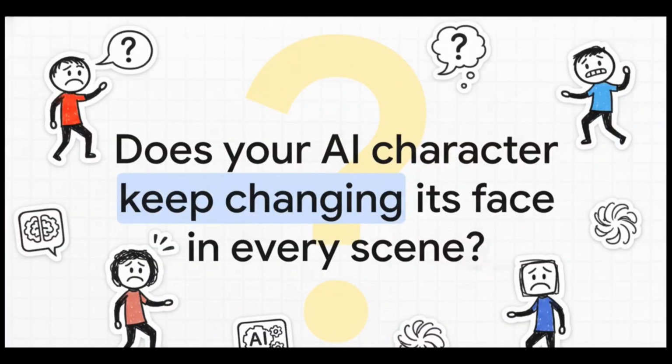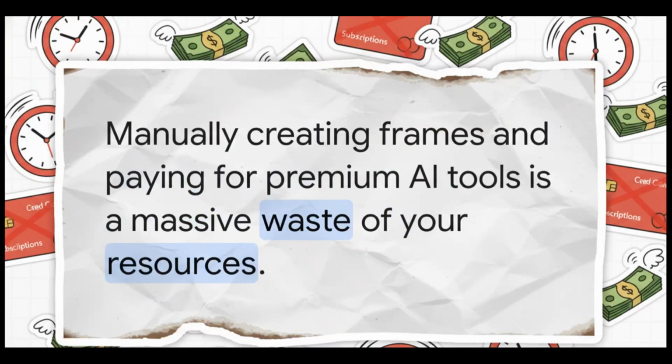But let me guess, you've probably tried this. And your main character, the hero of your story, looks like a totally different person in every single scene. Right? The shirt color changes, the face just morphs. It is the number one thing that makes your animations look, well, cheap and amateur. So if that's happening to you, or if you're still forking over cash for tools like ElevenLabs just to get a decent voiceover, you are just wasting your time and your money. The old way of doing things, manually creating frames, paying for subscriptions, it's officially dead.